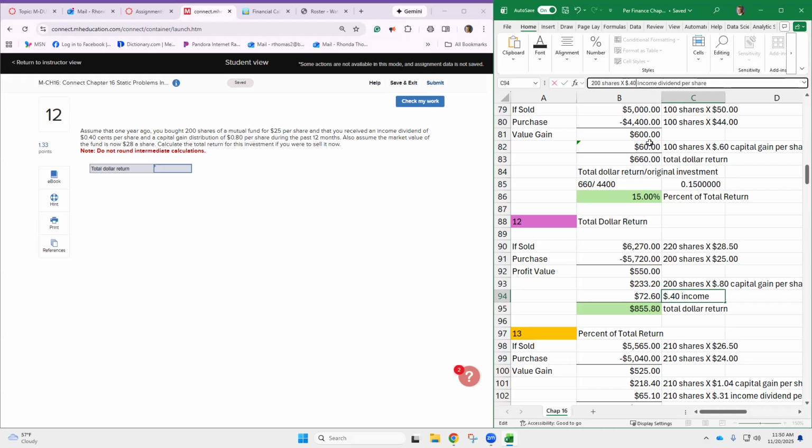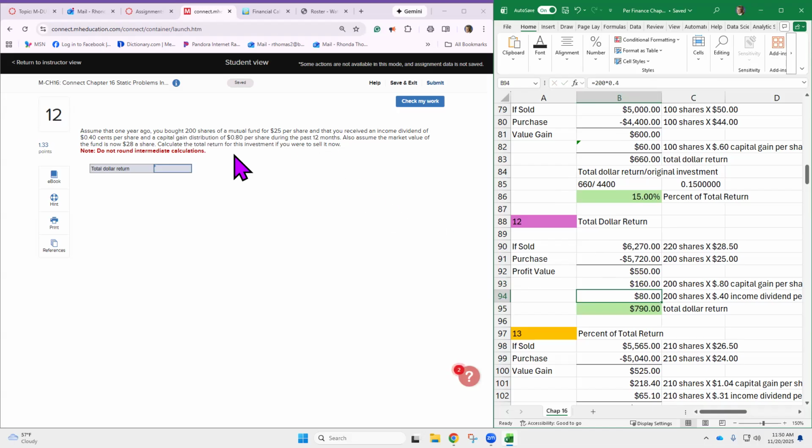So what this means is there are different investments in the fund, and those investments are making some dividends. Let me check this one. Okay, this is going to be 200 times 40 cents and 200 times 80 cents. All right, so here's the extra that came in.